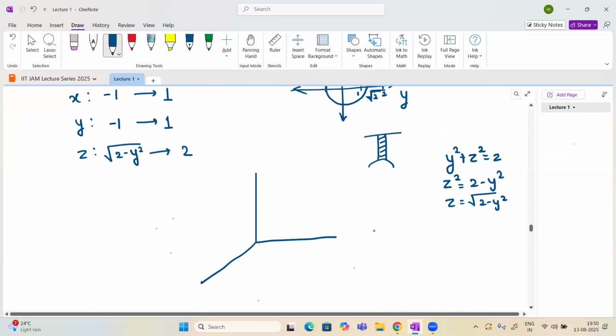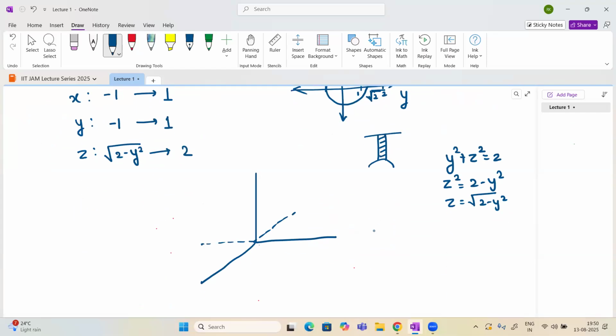That means in the XY plane, we have this kind of lines. So this is y is equal to 1. This is y is equal to -1. This is x is equal to 1. And this is x is equal to -1. That means we get a square in the XY plane.